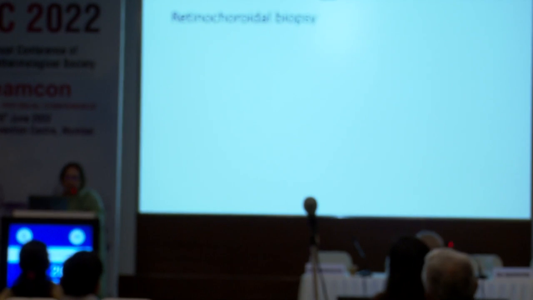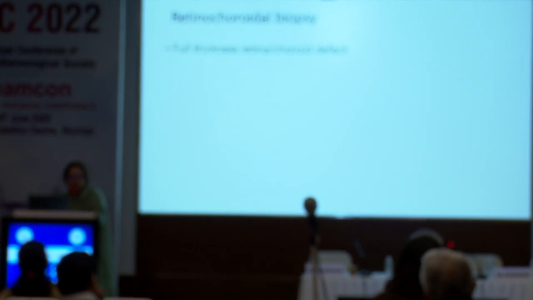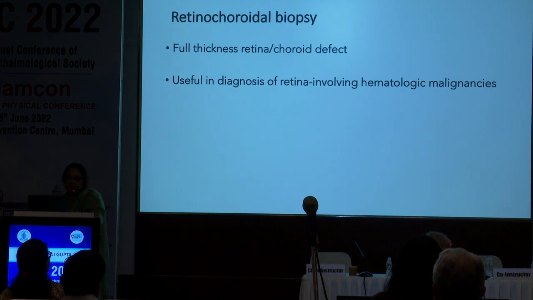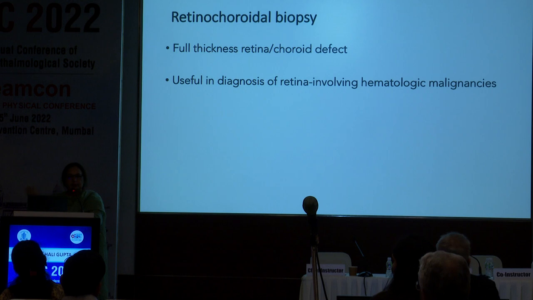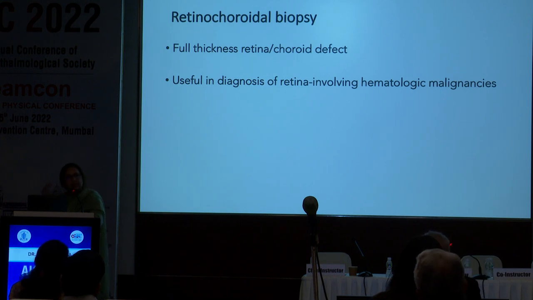Then comes the actual topic: why would you do a biopsy? You have to understand that you are creating a full thickness retinal as well as a defect in the choroid. It's useful in the diagnosis of hematologic malignancies involving the retina, but you have to understand that when you do a biopsy, the malignancy has to involve the retina. Lymphoma doesn't involve the retina. So even if you have done a good biopsy, your retinal tissue is not going to show it, because everything is subretinal. So retinal biopsy per se will not be indicated for malignancies which primarily do not infiltrate the retina.